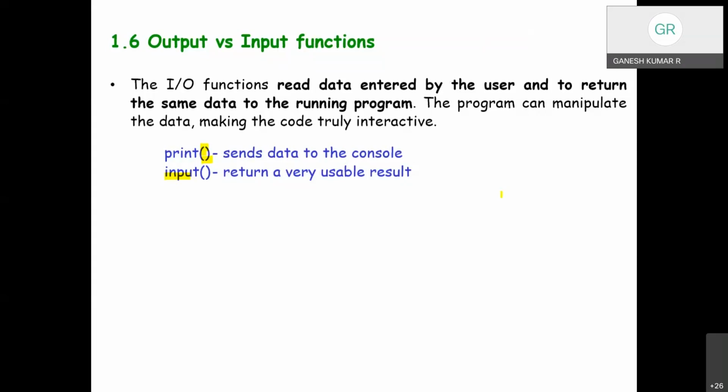The input-output functions read data entered by the user and return the same data to the running program. The meaning of the new functions is to return a very usable result. The function is able to read data entered by the user and return the same data to the running program. For that purpose, the print and input functions are used. In addition, the program can manipulate the data, making the code truly interactive.